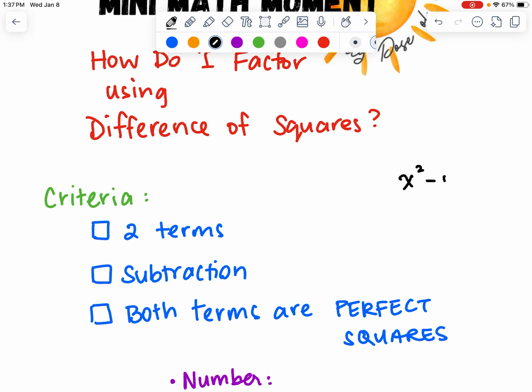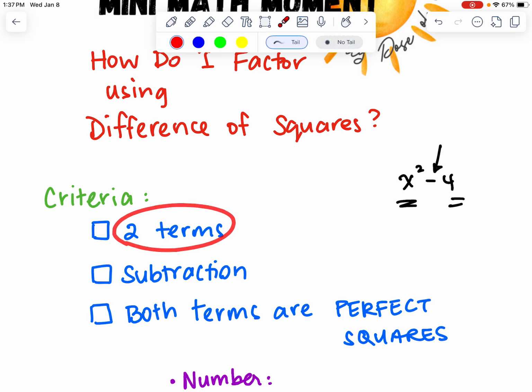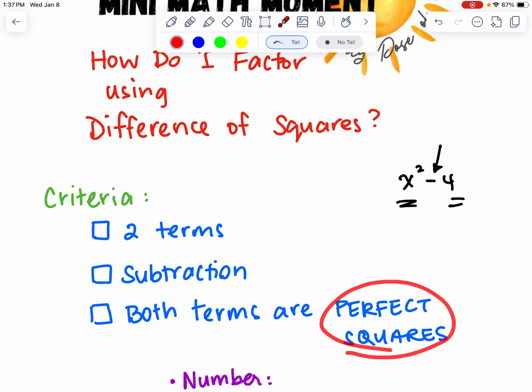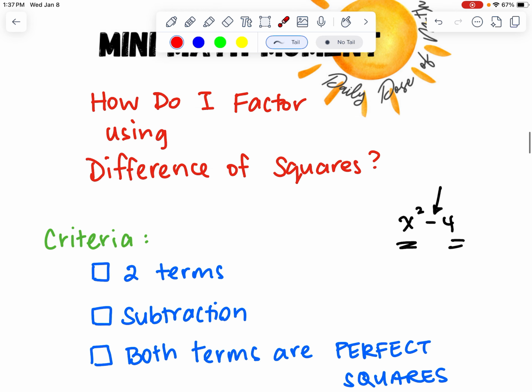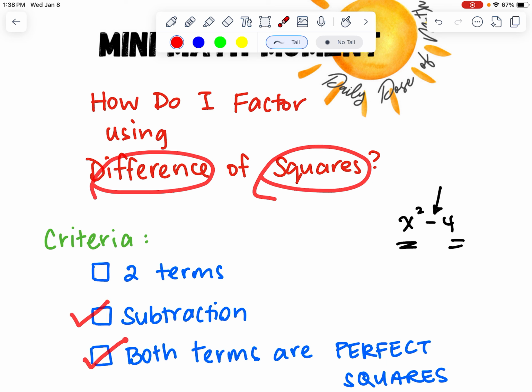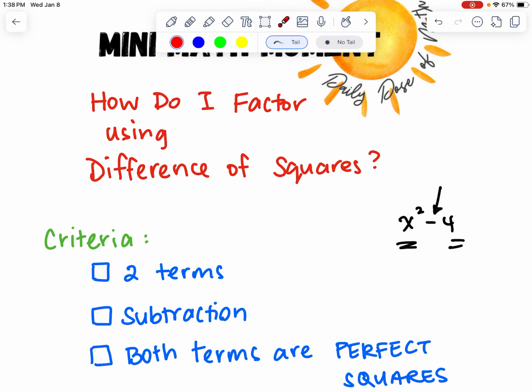Well, it has to be two terms, like this, term 1, term 2. It has to be a difference of those terms, meaning it has to be subtraction. Okay, two terms, subtraction. And both of these terms have to be perfect squares. Now, what do we mean by perfect squares? And again, by the way, this is how you put together that name, difference of squares. Because it's a difference of, well, it only has one difference, there's naturally two terms.